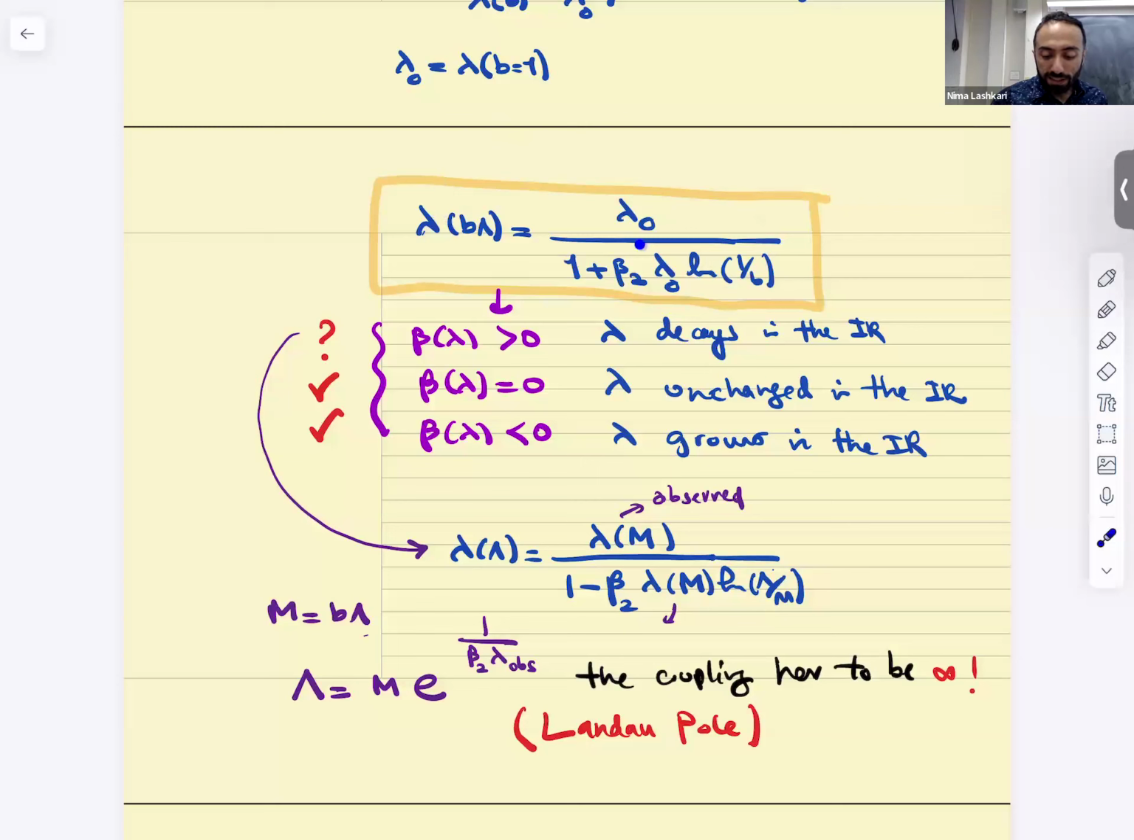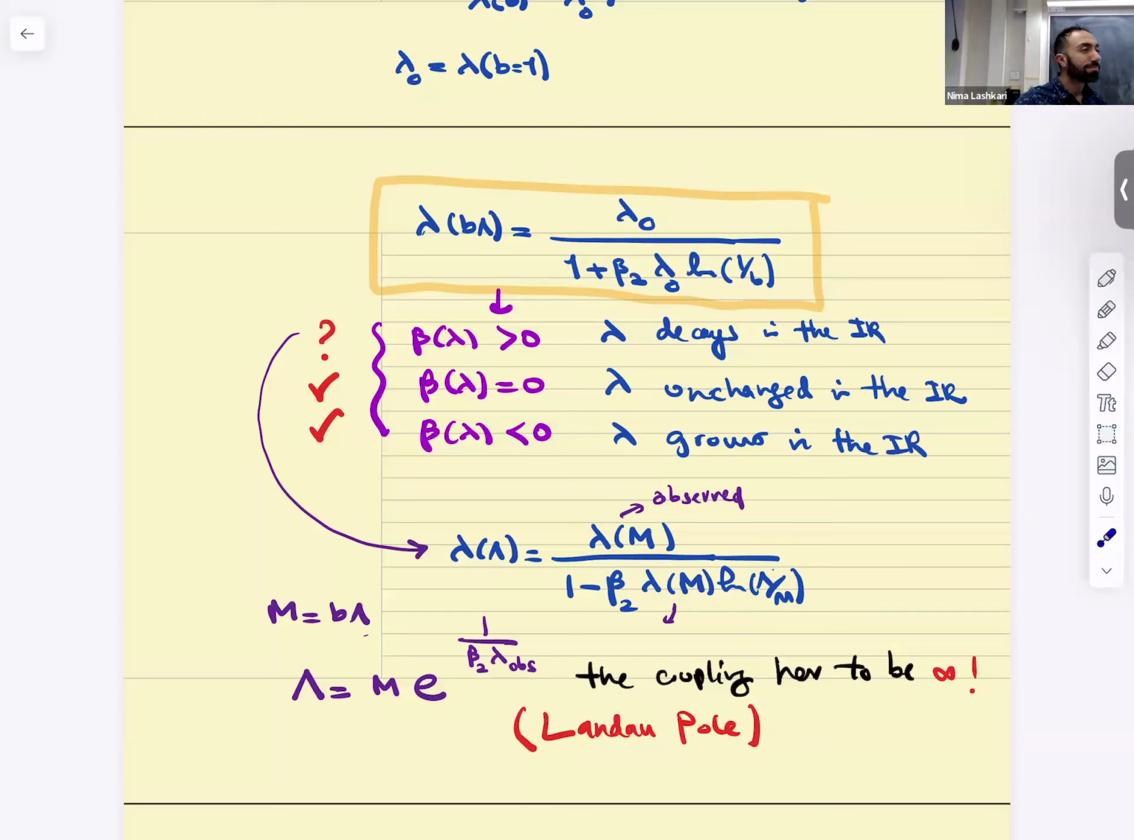Let's invert this relation and write lambda naught, which was lambda at the UV cutoff, in terms of the lambda observed at energy scale m. So in QED or this model, let's say at some scale m, I observe something. I know in the UV it must have been larger. But how large? If you invert this relation, there's a minus sign here and beta 2 is positive, it means that at some finite value of UV energy, the coupling must have been infinite.